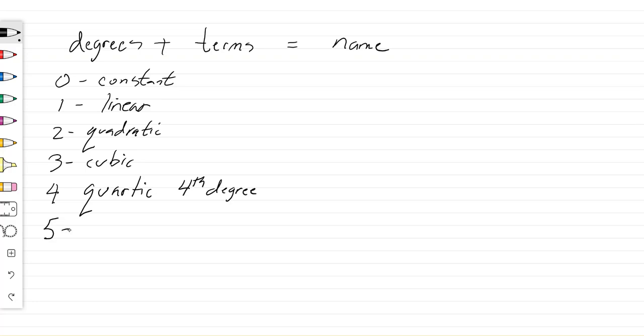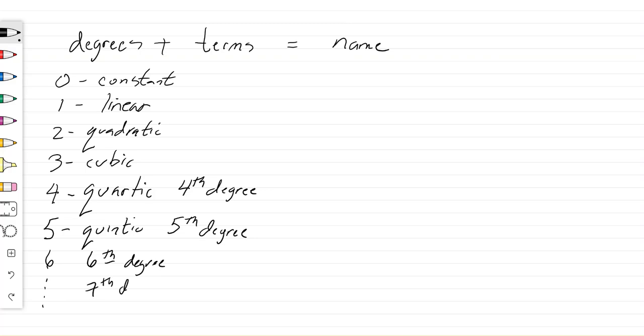Of course, for 5, we would use quintic. And if you decide you don't want to use that because you can't remember it, you could always just use the 5th degree. And from here on, it goes 6th degree, 7th degree, and so forth.